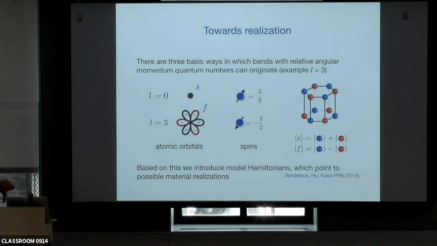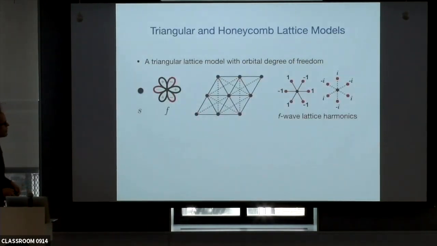Based on these ideas, we introduced different classes of model Hamiltonians that at least give some idea of where to look for realizing these types of band inversions in materials. I'll discuss two just to give you an idea. One is a model on a triangular lattice with S and F wave orbitals. On each site, you have an S and an F wave state, and they couple to each other by these F wave harmonics. This is a picture of how you couple the states. These are the parameters of the tight binding model, and what you see from this is that if you go around, this has the symmetry of an angular momentum 3.